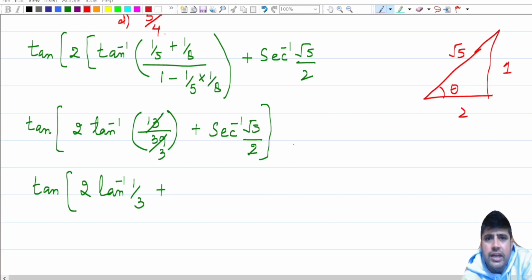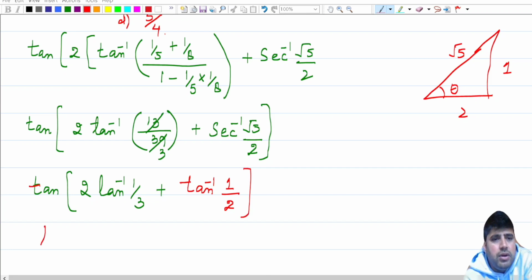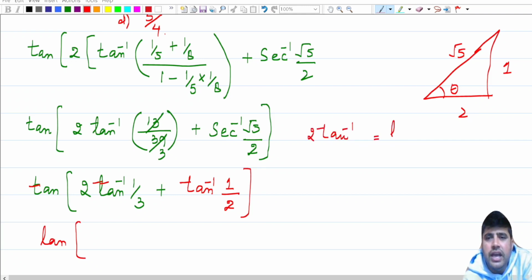Okay, now converting it into the tan, this will be equal to tan inverse of perpendicular divided by base, that will be equal to 1 by 2. Okay, and this will be equal to tan of 2 tan inverse of 1 divided by 3, plus tan inverse of 1 by 2. So we will again use the formula, but before that we have to convert 2 tan inverse of 1 by 3 into the tan by using one more formula, that is 2 tan inverse of x is equal to tan inverse of 2x divided by 1 minus x square.